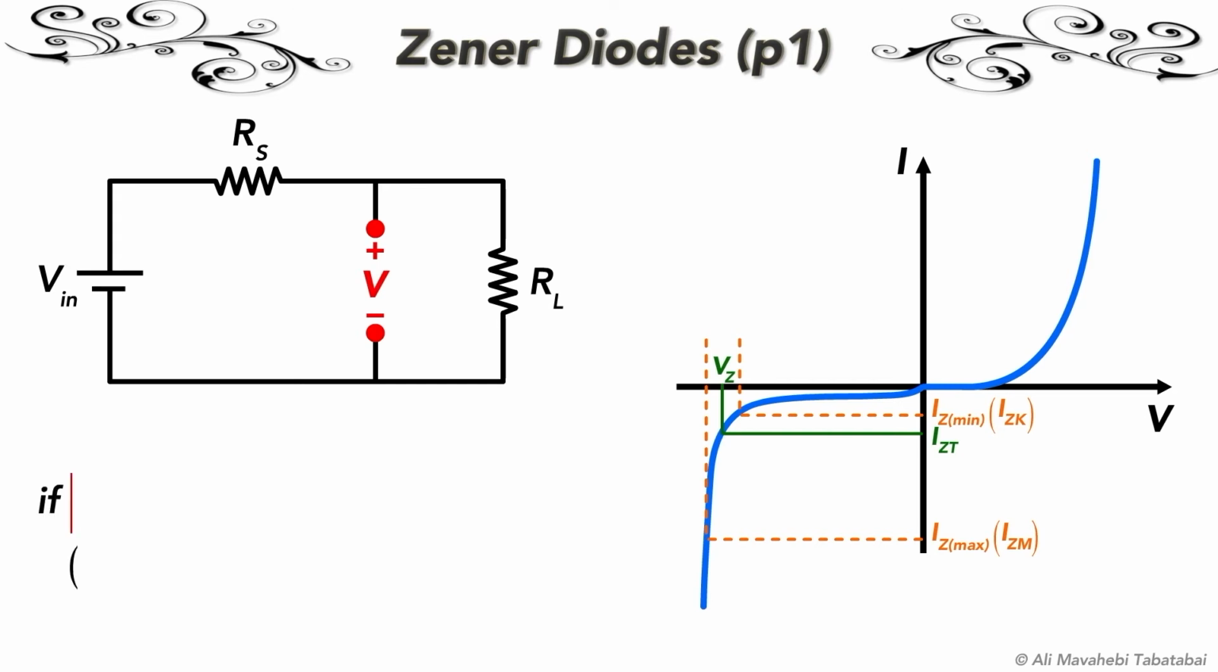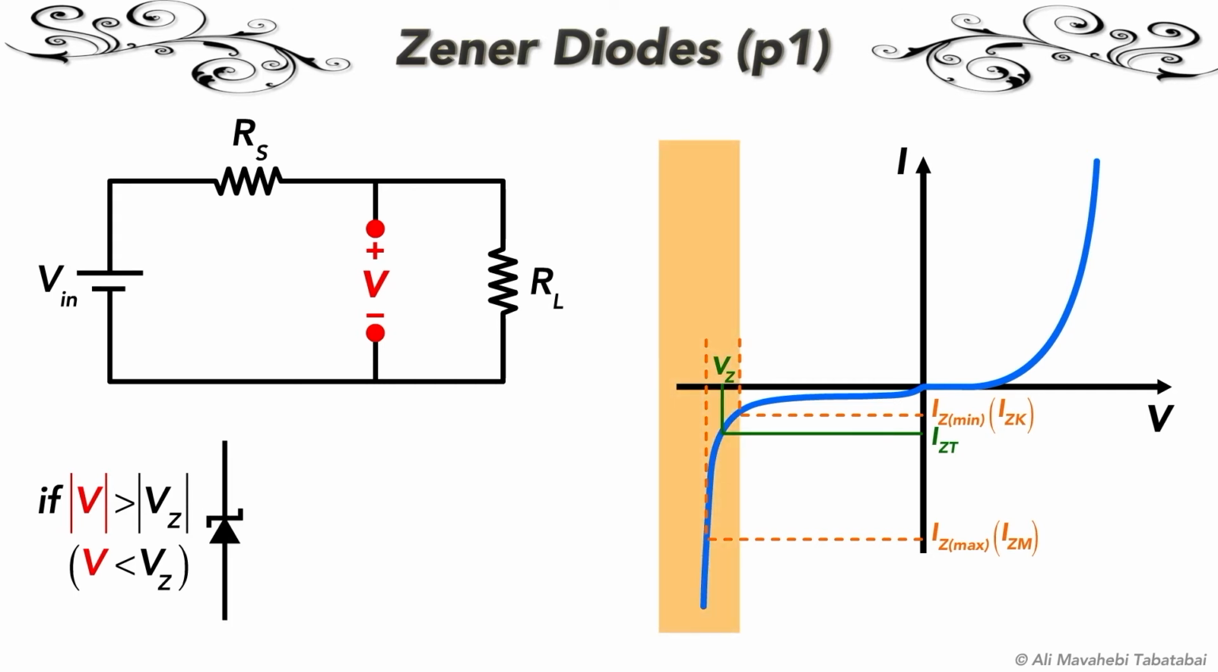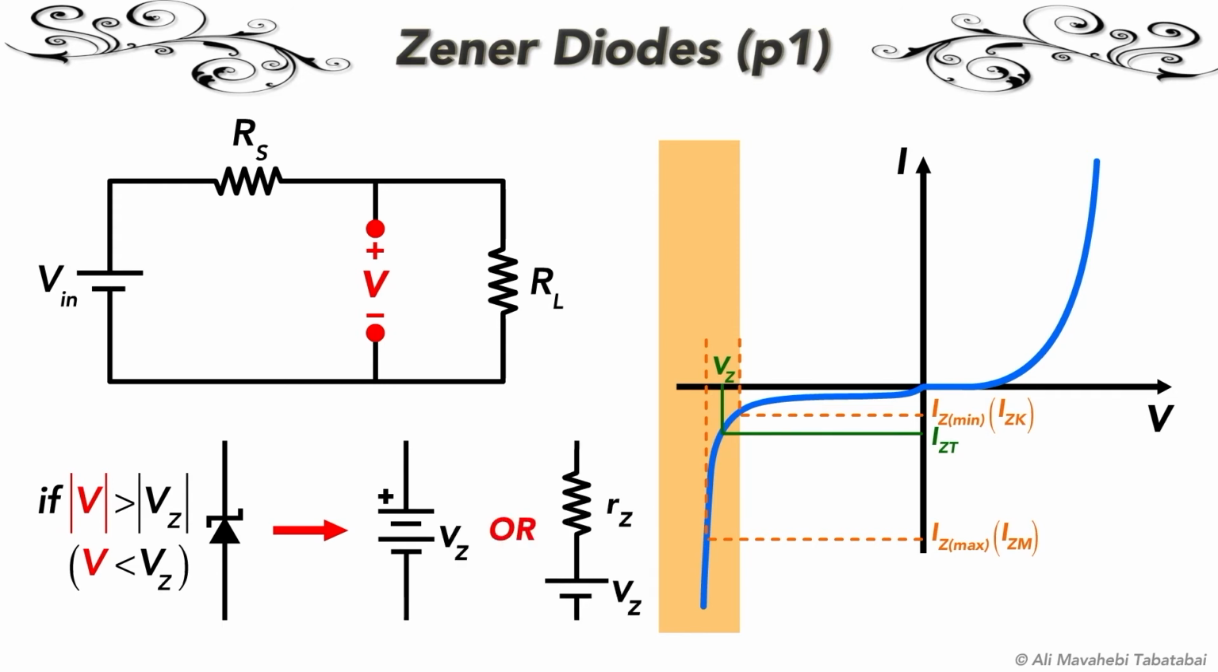If the reverse voltage across the diode is greater than the Zener voltage, then the diode is operating in the breakdown region. So you can replace it with the ideal model, which is a voltage source that is equal to the Zener voltage. Or you can replace it with a voltage source in series with Zener resistance, depending on the required accuracy for your model.